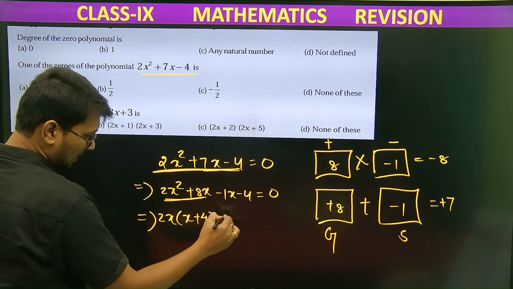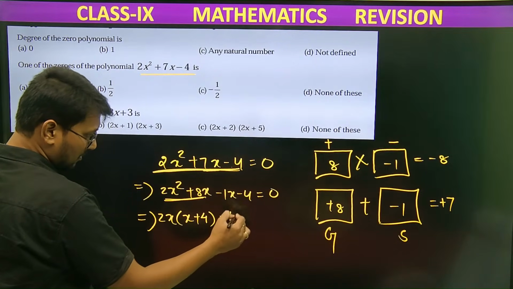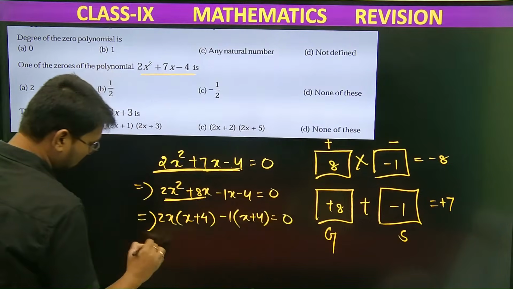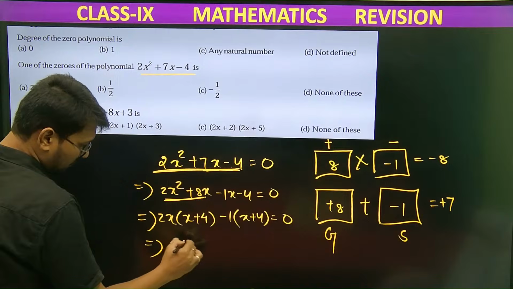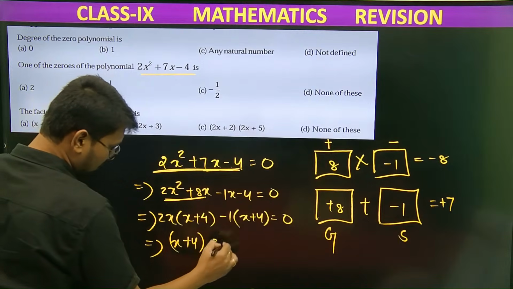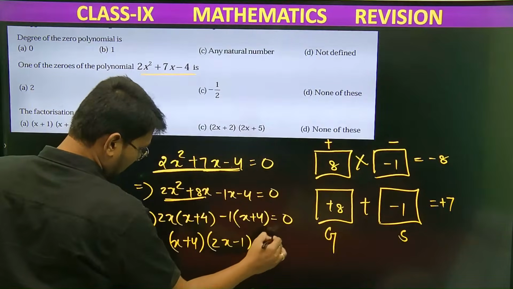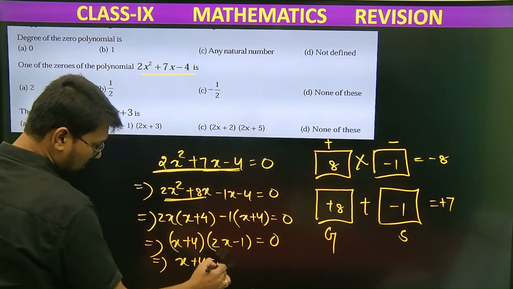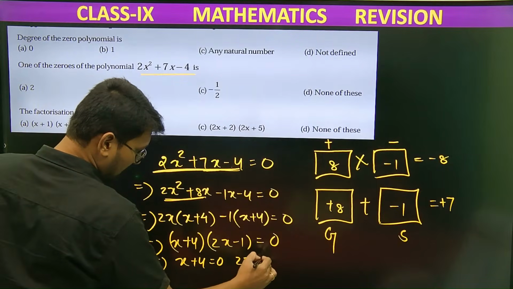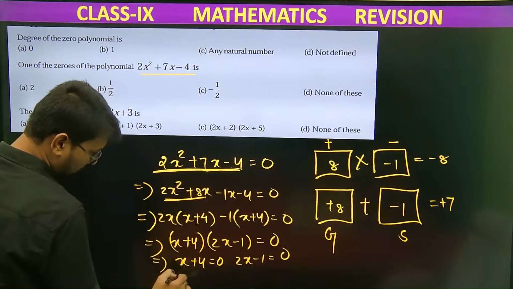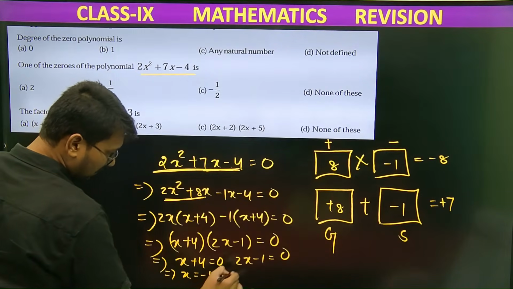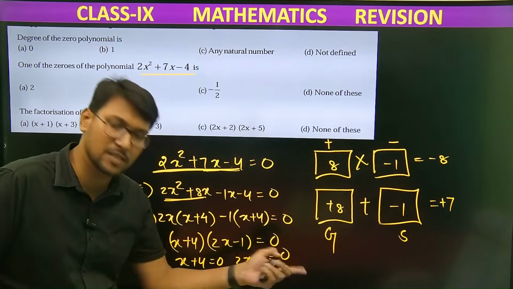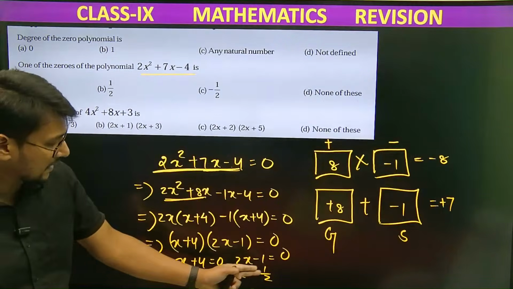4. Plus, sorry, minus 1 is common here. x plus 4 is 0. So therefore, x plus 4 multiplied by 2x minus 1 equals 0. This implies x plus 4 equals 0 or 2x minus 1 equals 0. Therefore, x is either minus 4 or x is 1 by 2. 2x is 1, hence x is 1 by 2.